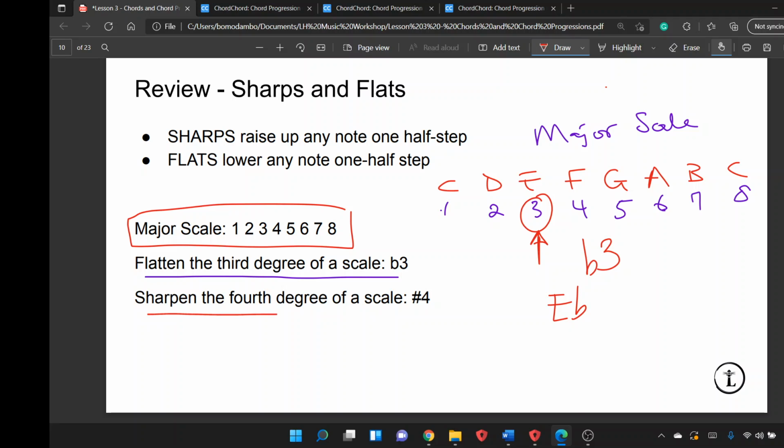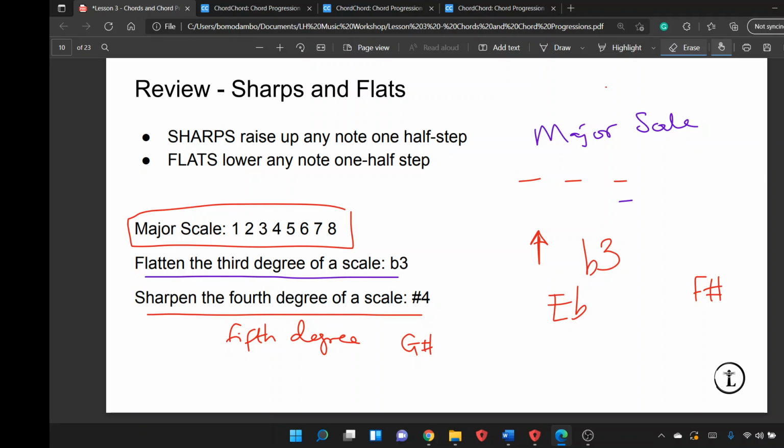And if someone says sharpen the fourth degree of a scale, okay, you look at this, and that becomes F sharp. Okay, you can also say, you know, sharpen the fifth degree of the scale, or sharpen the fifth note in the scale. That will become a G sharp in this particular key, in the key of C. You can take any major scale. For example, let's do it on the key of D, so it wouldn't be like I'm using only C. This applies to all keys.